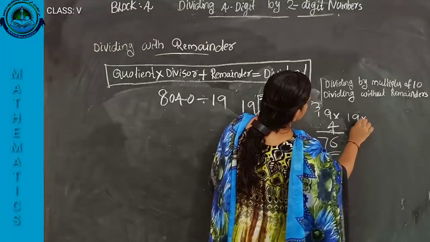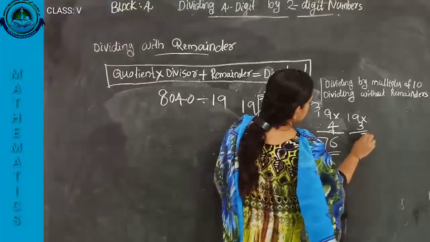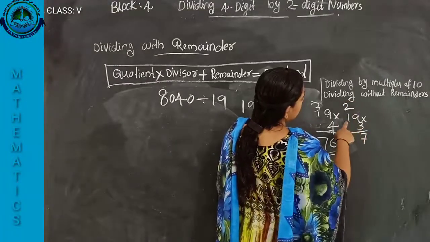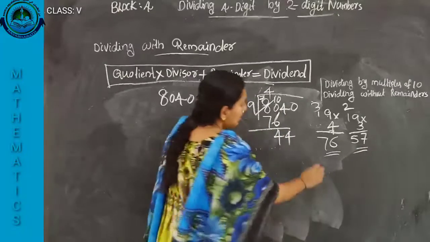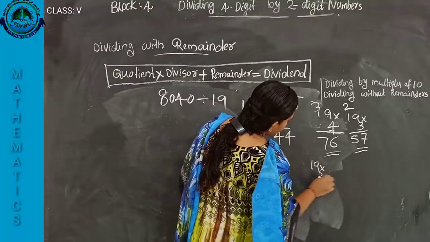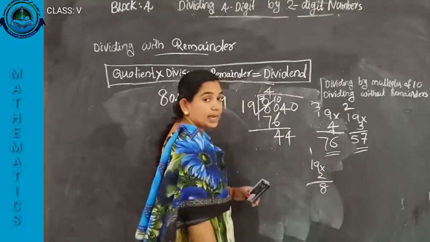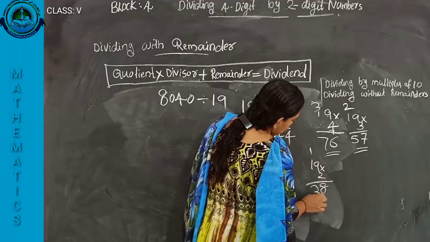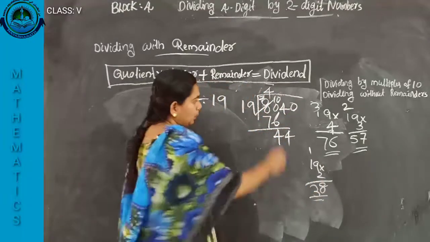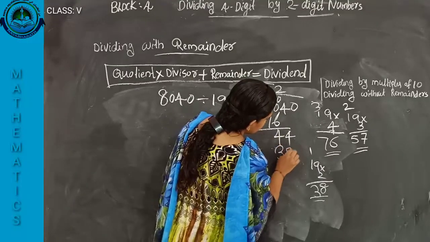19 into 3. 9 into 3, 27. 7, 2 carry, 1 into 3, 3, 3 plus 2, 5. 57 only. So next number 19 into 2. 9 into 2, 18. 8, 1 as carry. 1 into 2, 2 plus 1, 3. 38. So we are choosing 2. 2 into 19, 38.